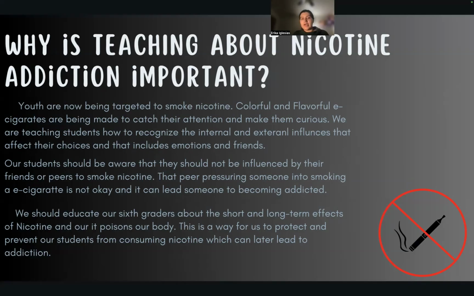Our students should be aware that they should not be influenced by their friends or peers to smoke nicotine. They should also know that peer pressuring someone into smoking an e-cigarette is not okay and it can lead to someone becoming addicted. We should educate our sixth graders about the short and long-term effects of nicotine and how it poisons our body. This is a way for us to protect and prevent our students from consuming nicotine, which can later lead to serious addiction.